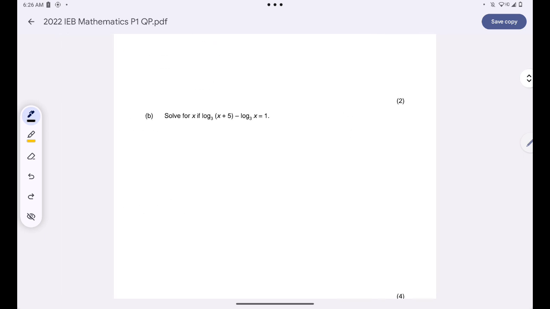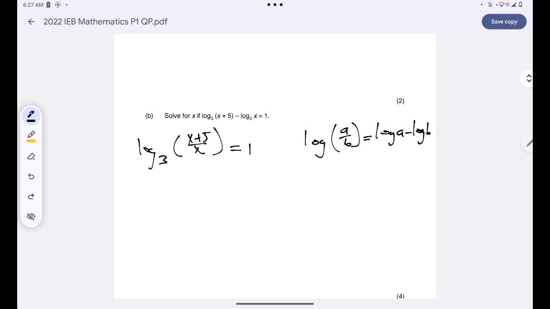Okay, I'm supposed to solve x and I'm given the logarithms, right? Please note that if you have a situation like log a divided by b, this can be written as log a minus log b. Are we together? So in this case, I can simply say I have log of x plus 5 all over x, base 3. This is equal to 1.